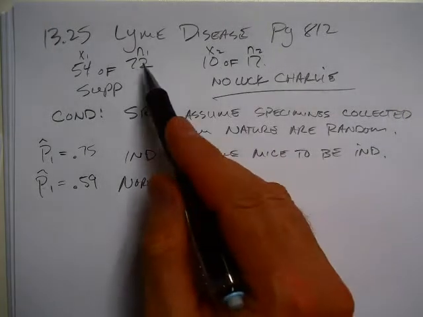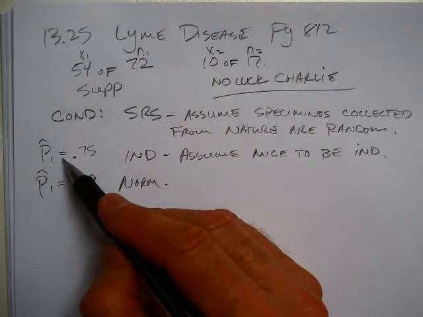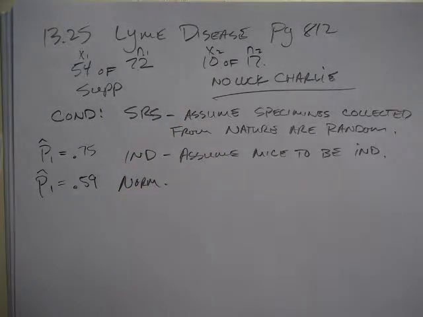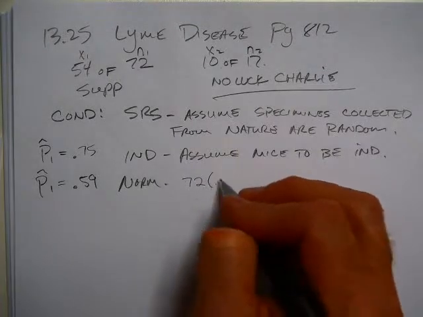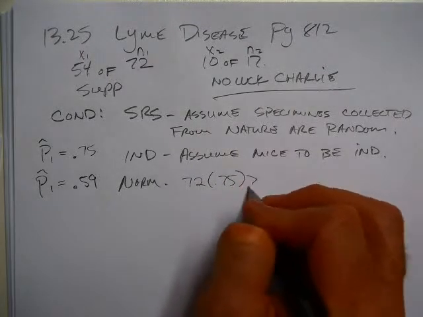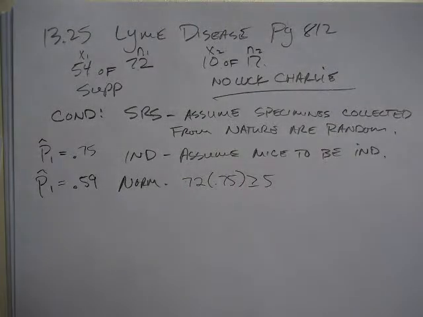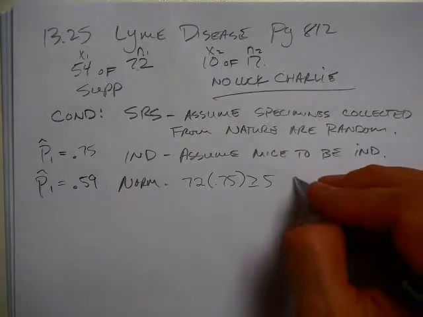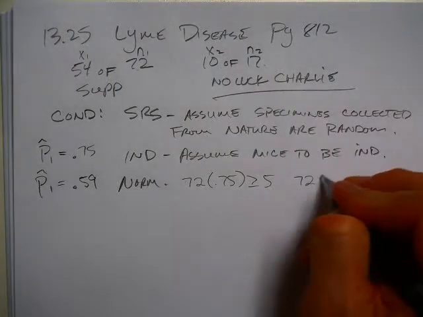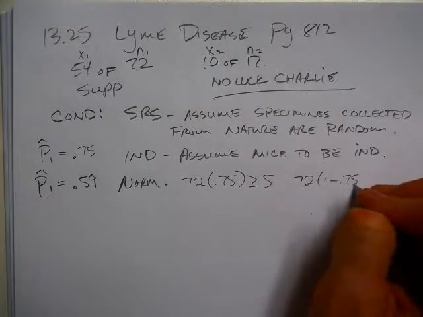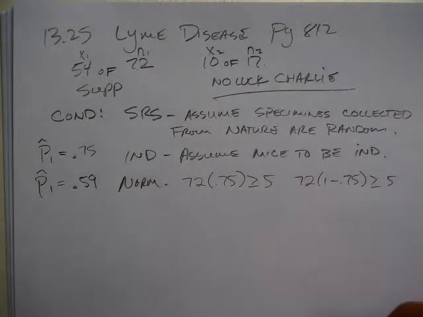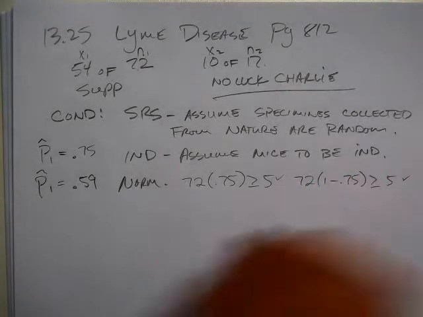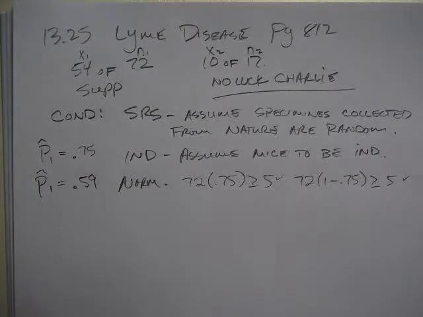So we have to double check our sample size and our proportions. So we're going to say n1 times p hat 1. I don't have p, so I substitute p hat. So is 72 times 0.75 greater than or equal to 5? I think yes, 75% of 72 is definitely greater than or equal to 5. How about 72 times 1 minus 0.75? Is that also greater than or equal to 5? And that will also be greater than or equal to 5. So those are met.